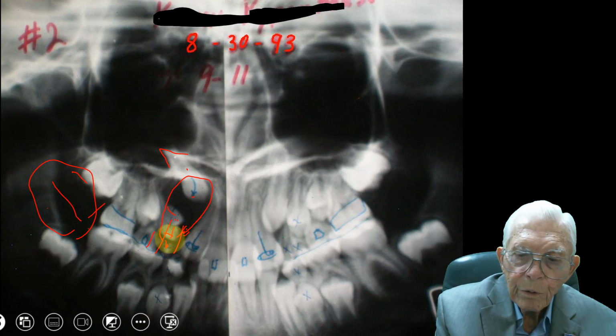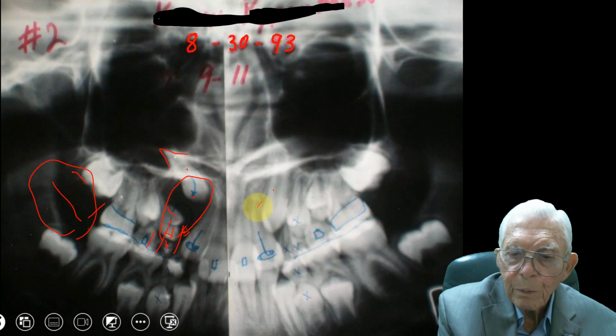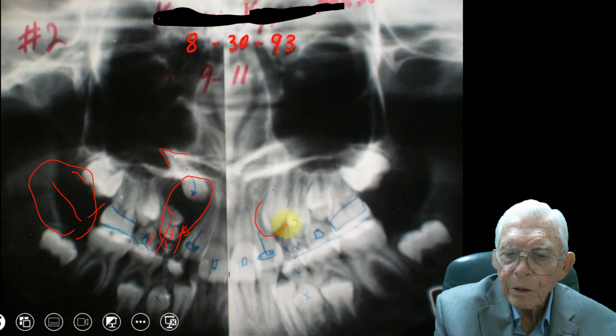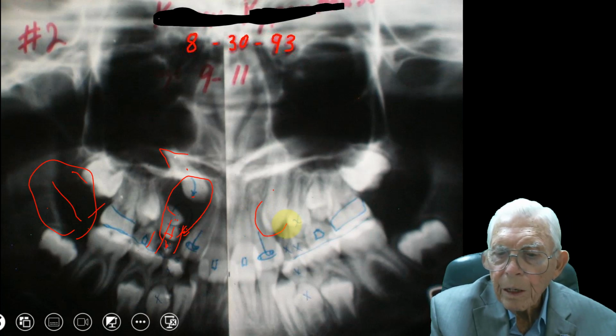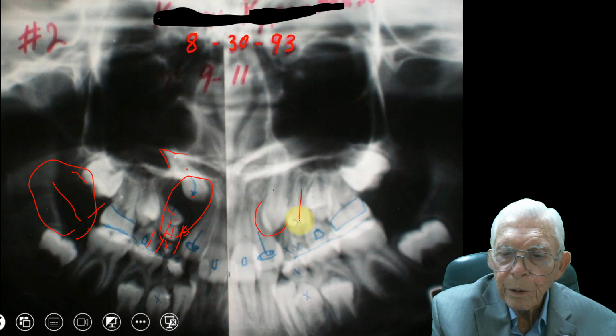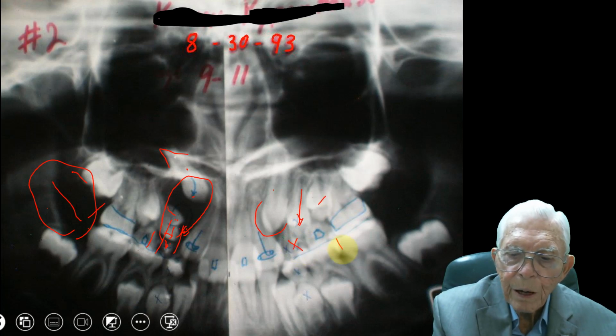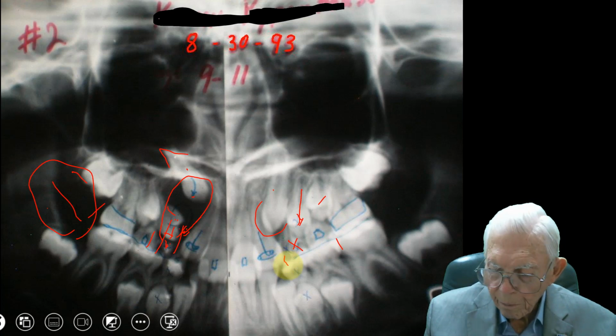Over on the other side, we've got an excessive crowded problem too. You've got this cuspid coming in, forming a cyst here. Now this tooth in here will be the one that we'll take out. And we take this one over here, the baby tooth, out, and then these two teeth will come in and fill this space right in here.